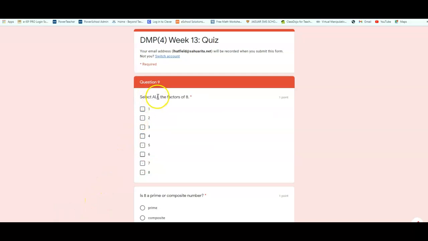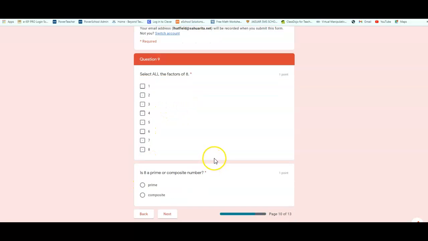Question 9. Select all the factors of 8. All the factors of 8. There are 4 numbers that you should be picking. Then, that's a huge hint, is 8 prime or composite?